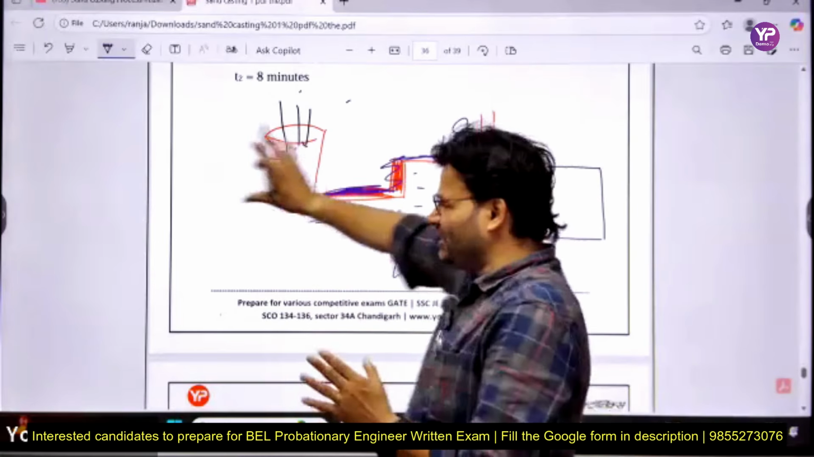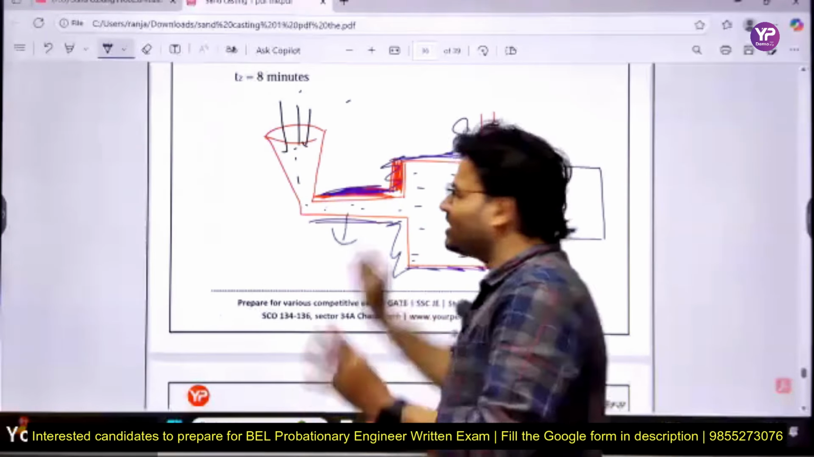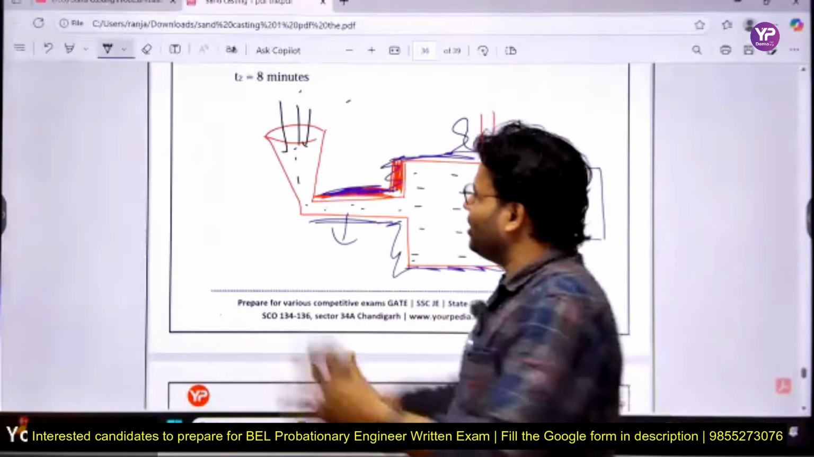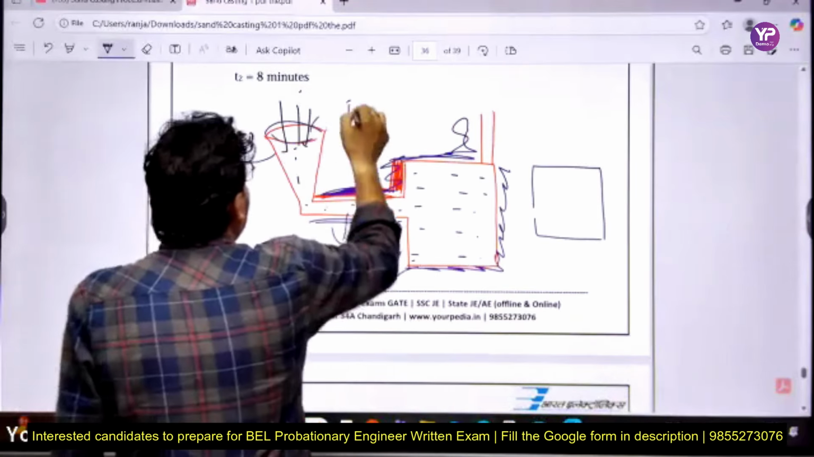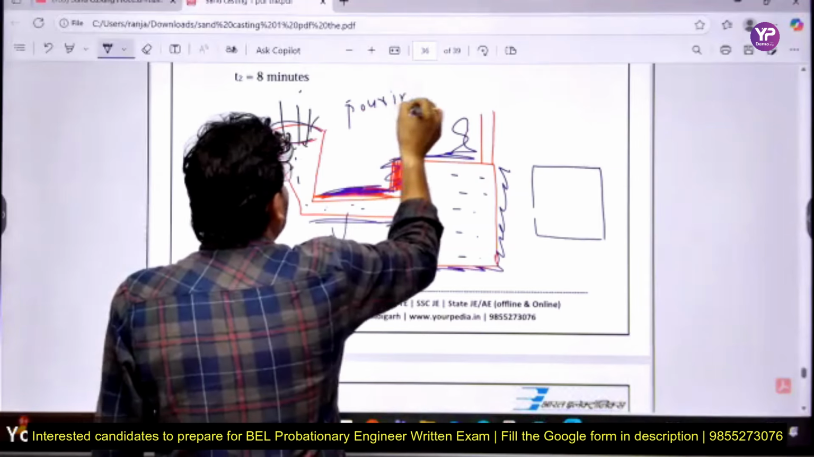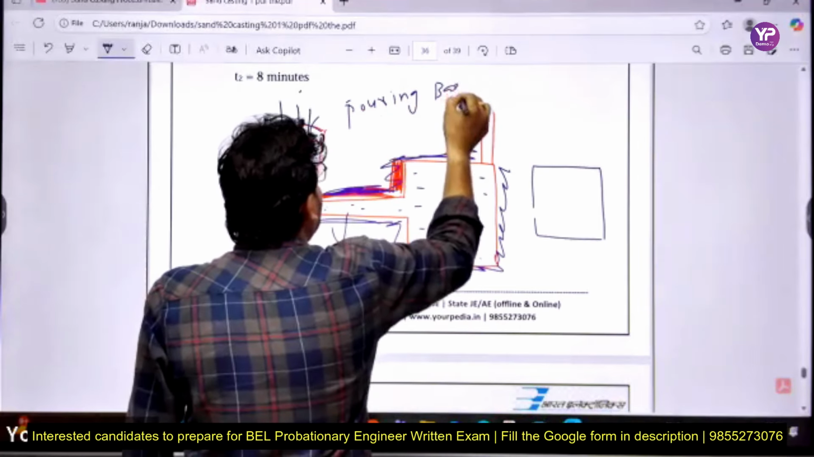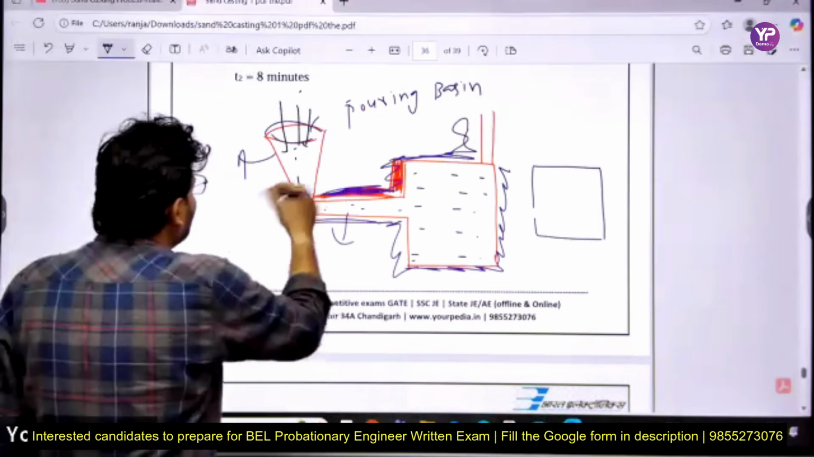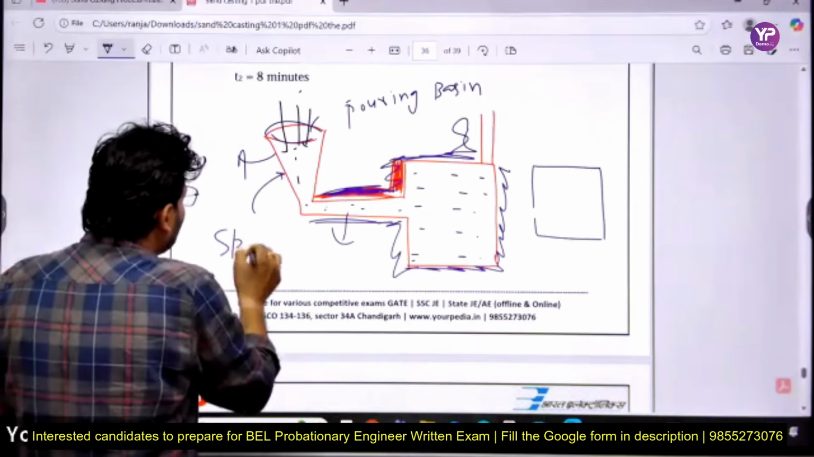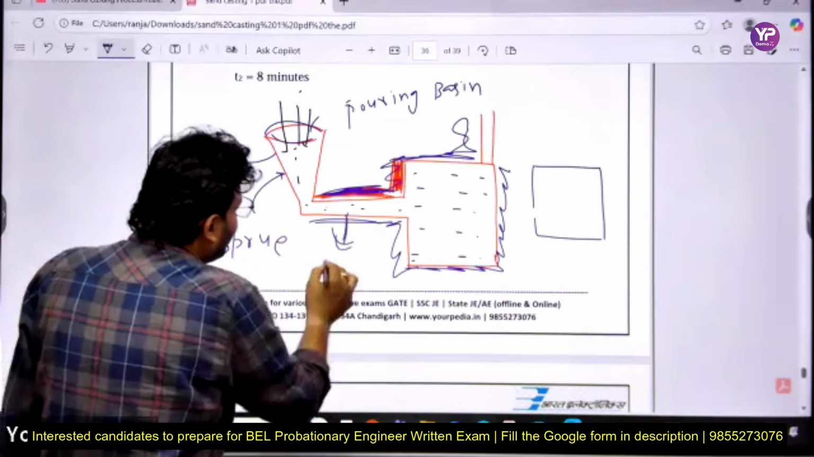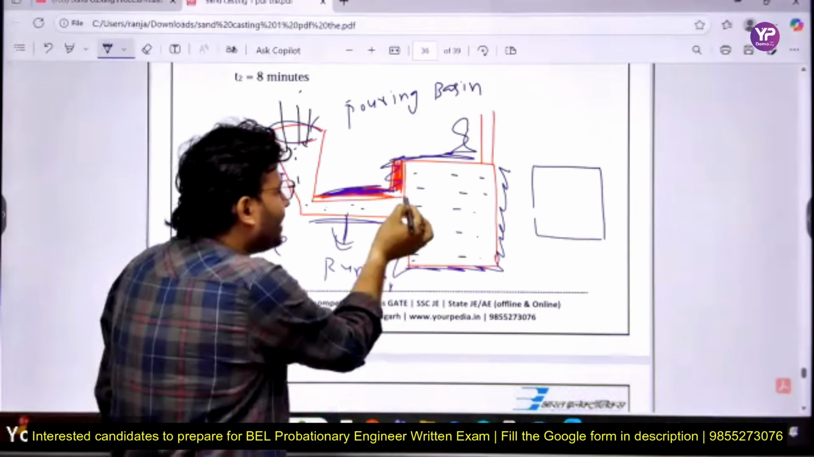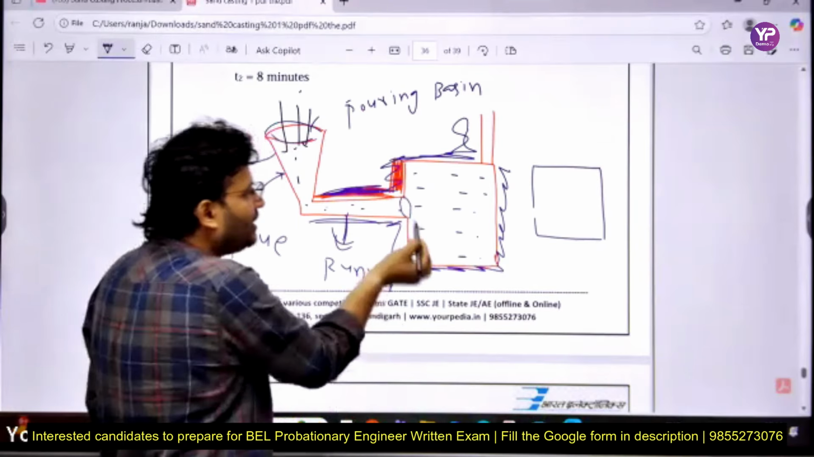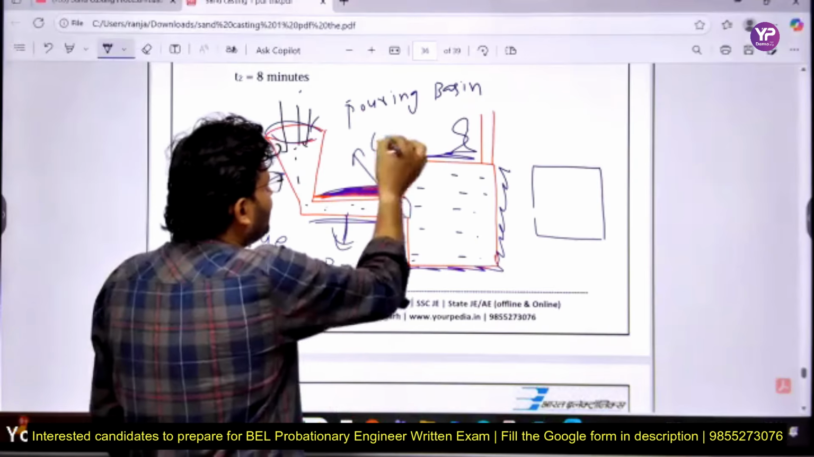This is called the pouring basin. This is called the sprue, my dear friends. This is called the runner. I will discuss all that in the gating system design. And this is called the gate, from which the molten metal goes.